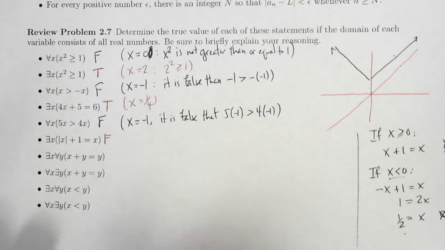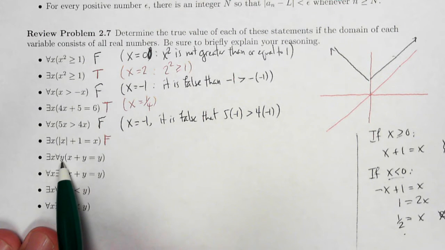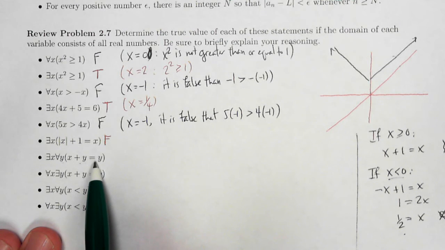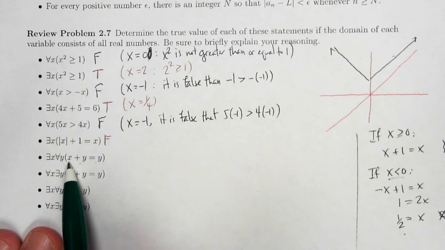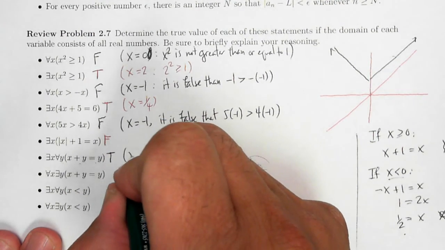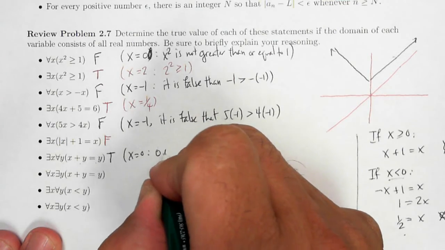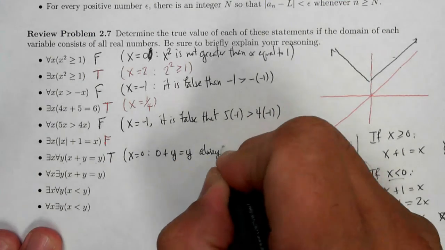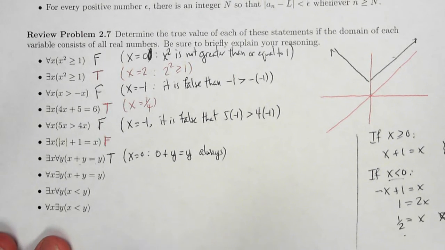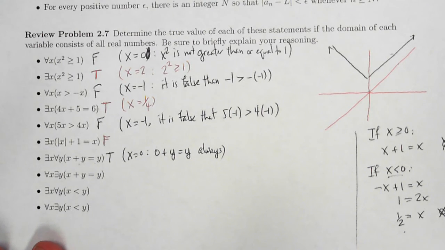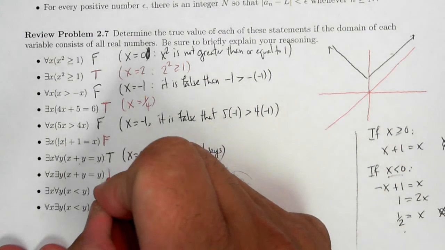All right, next example. There exists an x such that for every value of y, x plus y is equal to y. That is true. If x equals 0, then 0 plus y equals y always. So there is a number x such that this equality always holds. So that's true.